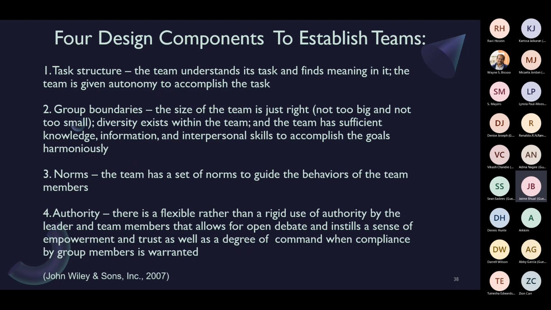So there's a task structure where tasks are clearly defined and described. It keeps members motivated and efficient. And there are the group boundaries, where the size of the team must not be too big or too small. There should be diversity within the team, and the team has sufficient knowledge, information, and interpersonal skills to achieve the goals harmoniously without much conflict. There are the norms within the team, which we've discussed previously, where the team has a set of norms to guide the behaviors of its team members. And then finally, there's a flexible authority among the group, not just by the leader. Team members are also allowed open discussion and debate, which instills a sense of empowerment and trust amongst the group members. I will now pass you back to Lindsay, who will conclude the presentation.